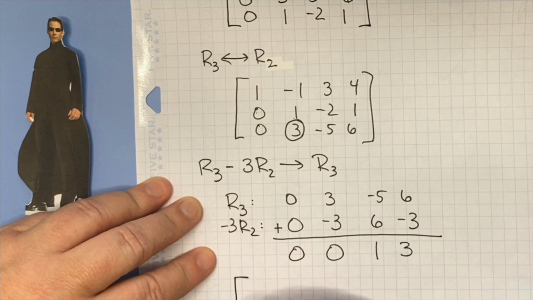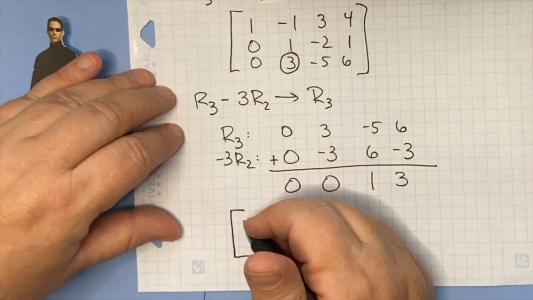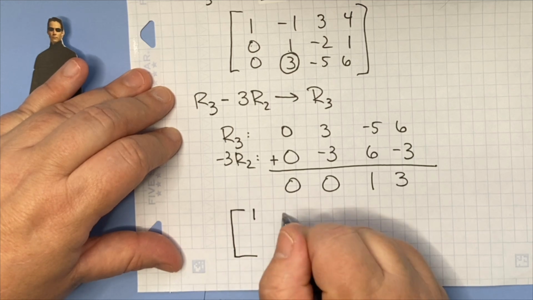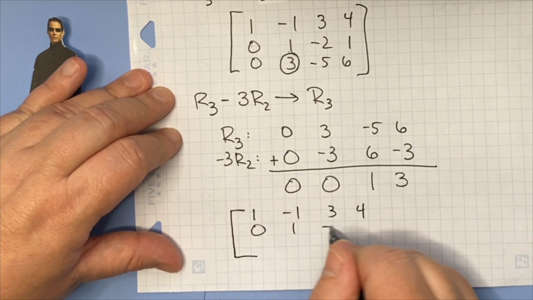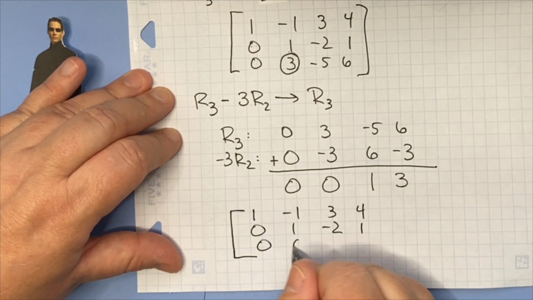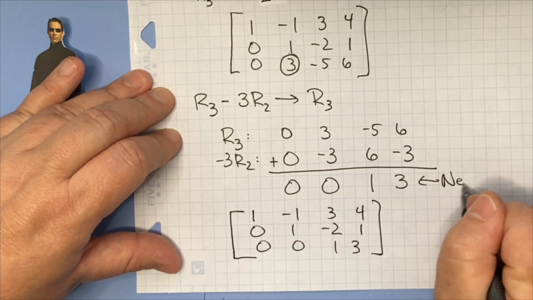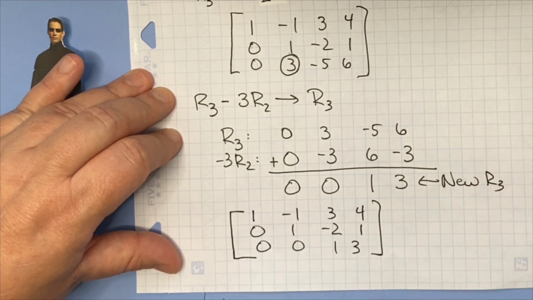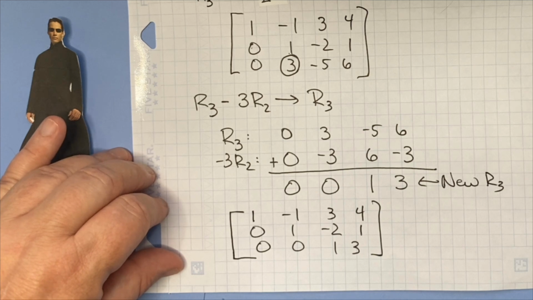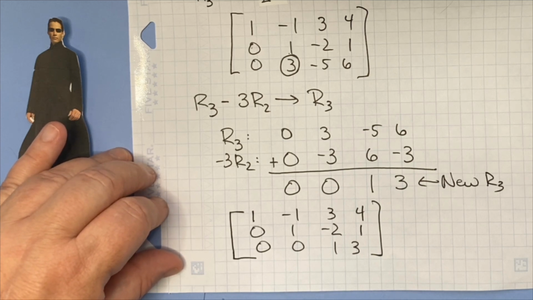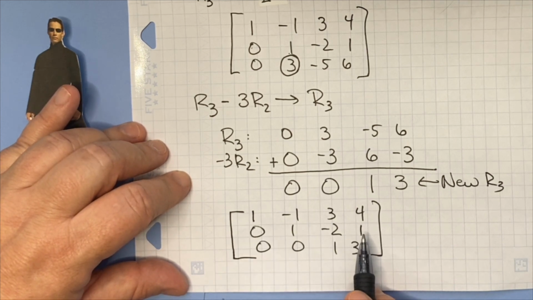So my new, let me scooch this up. My new matrix looks like 1, -1, 3, 4, 0, 1, -2, 1, 0, 0, 1, 3. Because this is my new row 3. And now we are able to very simply go ahead and use these to solve.